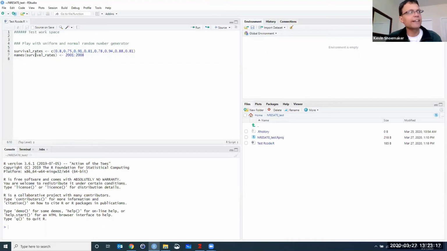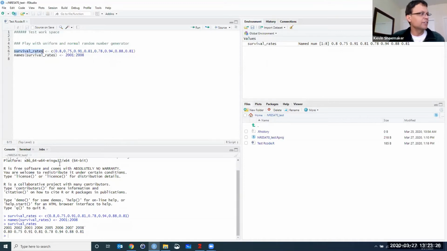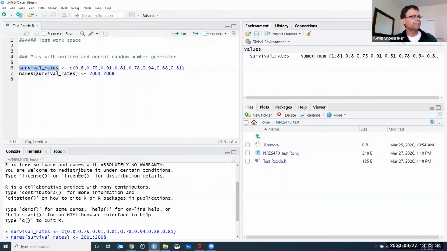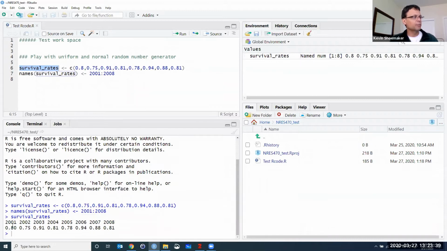So let's read that into our R session. And I'll just name the survival rates. Hopefully, I haven't tested this yet, but you see now we have survival rates associated with each year. I'll make this a little bigger so you can see it better. You'll see that for 2001, I have a survival rate of 0.8 and so on and so forth. So now I have some data to work with.